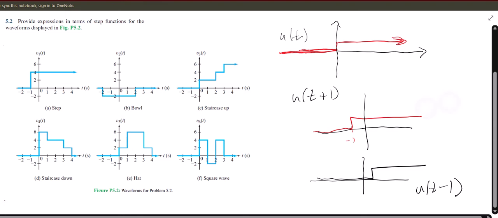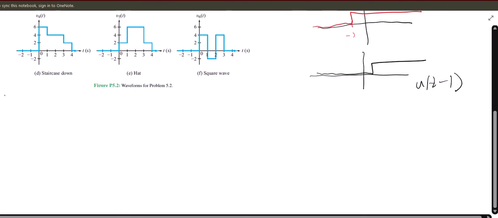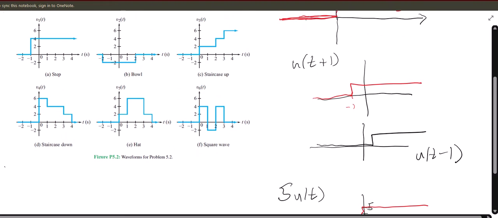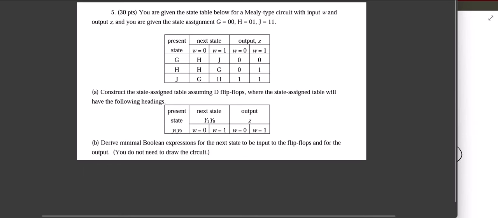And then 5u of t, rather than jumping to 1, when it gets to t equals 0, it jumps to 5. And so we're going to use those properties to make the graphs that we see here. So our first graph is just a step.